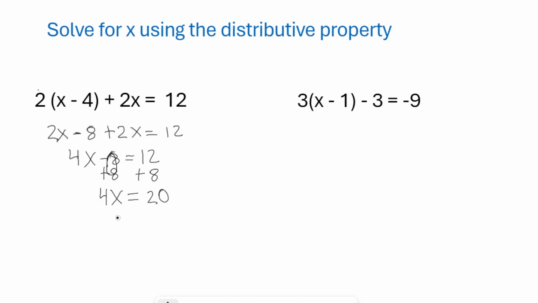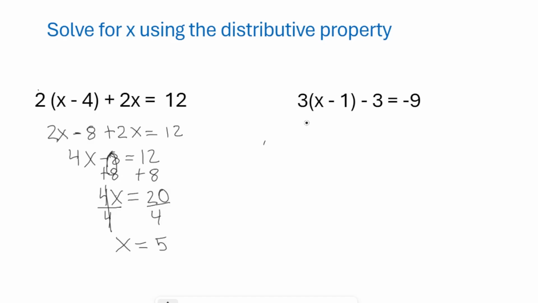And then the last step, all I have to do is get rid of this 4. 4 is multiplying x. To get rid of it, I'm going to be dividing by 4. 4 divided by 4 is going to be 1. 1 times x, you get x equals 20 divided by 4, you're going to get 5. That's the answer for this one.